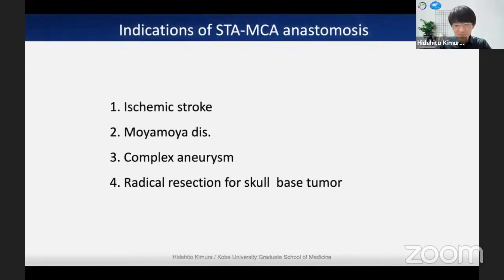As regards the indication, STA-MCA anastomosis can be performed for these kinds of diseases: ischemic stroke, Moyamoya disease, and complex aneurysm. If you want radical resection of a skull-base tumor, you should perform STA-MCA anastomosis, or in some patients we have to choose a high-flow bypass prior to the obstruction of the major parent artery. So today's main topics are ischemic stroke and Moyamoya disease.